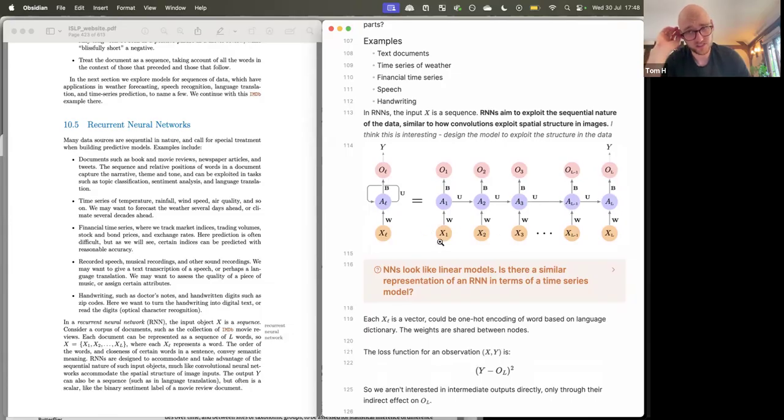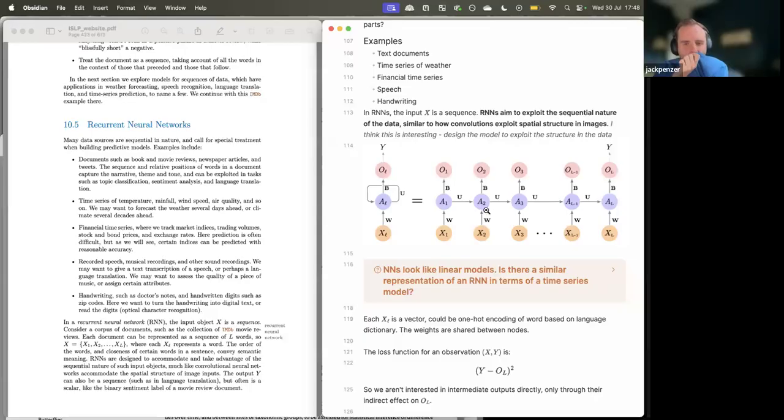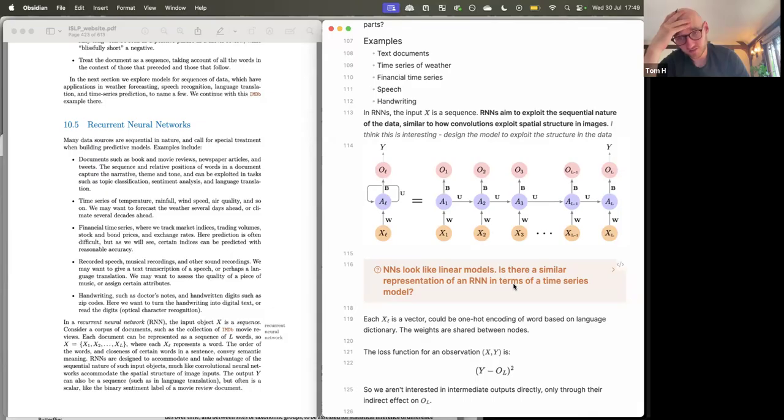where you've got your sequence input at each point, and then that gets fed back in or fed into the next layer for the next bit in the sequence. And you get an output at every layer, but you don't see them, you only see the final output, this OL. And this was an observation that neural networks look like linear models in a sense. And I was wondering if there's a similar representation of an RNN in terms of a time series model.